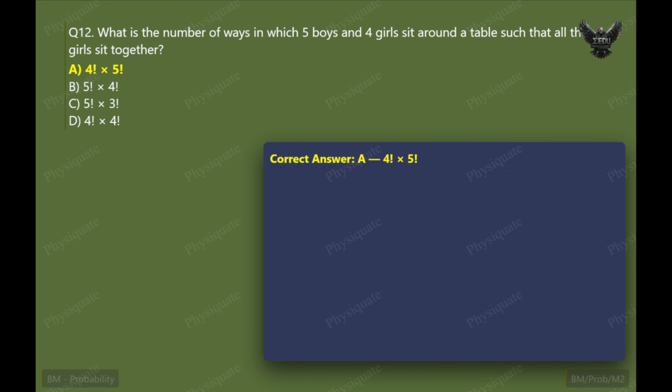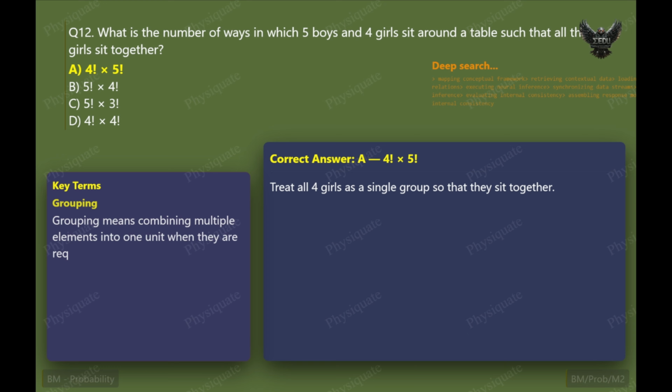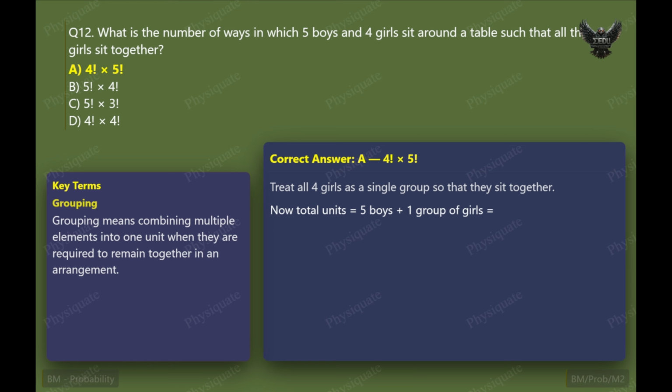Correct answer is option A. Treat all 4 girls as a single group so that they sit together. Now let us consider grouping. Grouping means combining multiple elements into one unit when they are required to remain together in an arrangement. Now total units equals 5 boys plus 1 group of girls equals 6 units. These 6 units are arranged around a circular table.